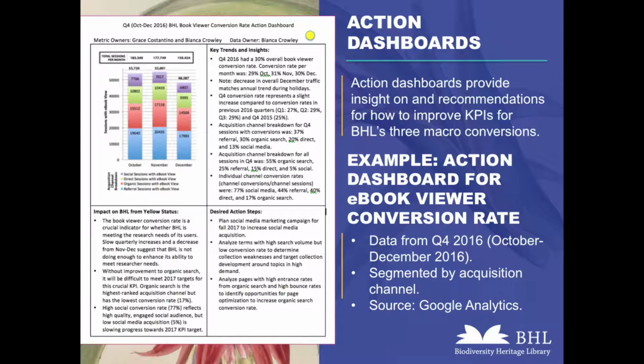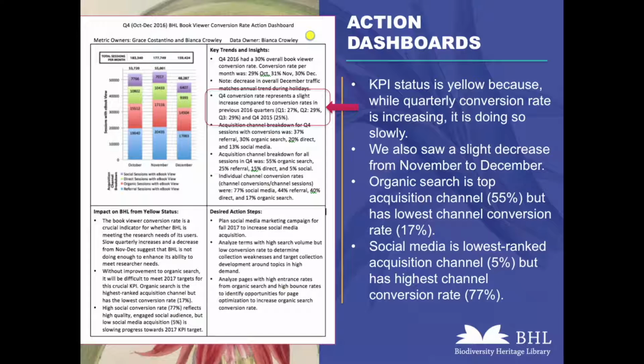Now, all of this analysis is ultimately about improving our ability to meet our business objectives and improve our outcomes through macro conversions. We can use action dashboards to provide insight on and recommendations for how to improve KPIs for our 3 macro conversions. To give an idea of what this will look like, this slide shows the action dashboard for ebook viewer conversion rate in Q4 2016, segmented by acquisition channel. Now, as you can see, this KPI is in the yellow status because while our quarterly conversion rate is increasing, it is doing so very slowly, and we actually saw a slight decrease in conversion rate from November to December.